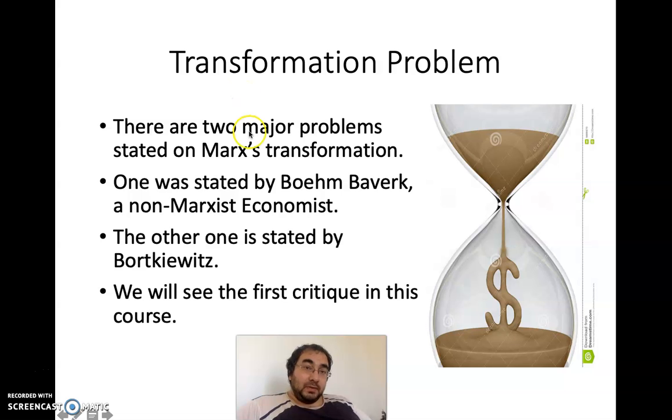Today we will see first, I will introduce you to the Marxian transformation, how Marx has introduced the price theory. And then we will see the most famous critique of Marx on the basis of the transformation problem or price theory, who is Böhm-Bawerk. He's a non-Marxist economist, and he actually belongs to the Austrian school of economics.